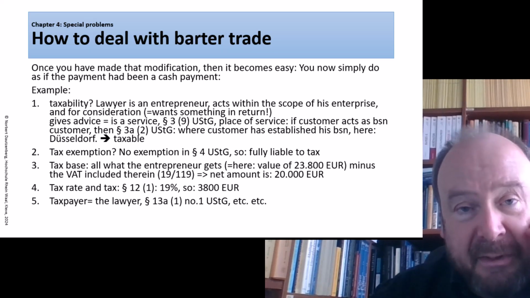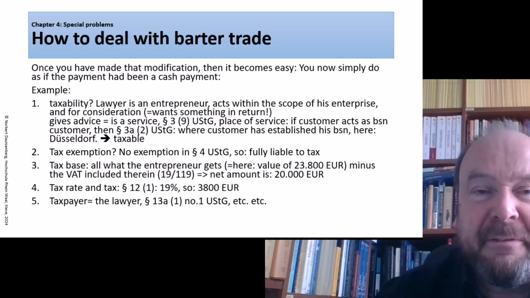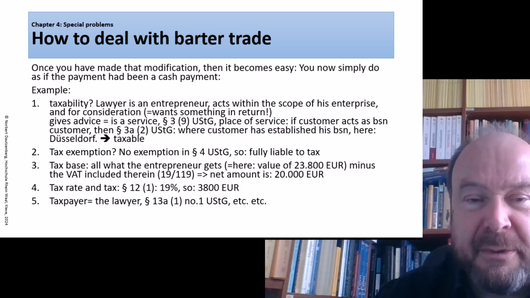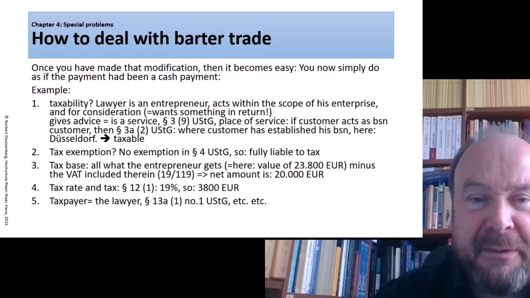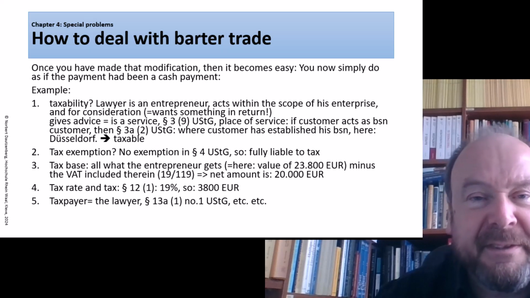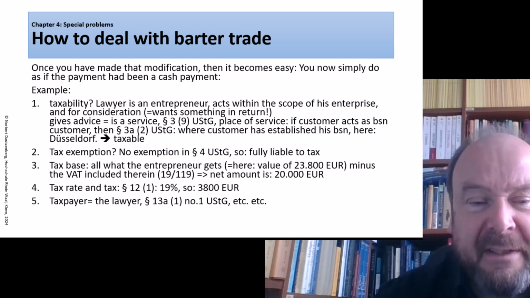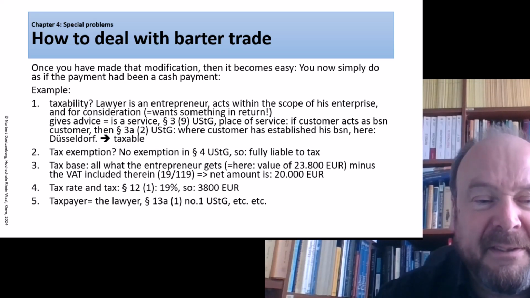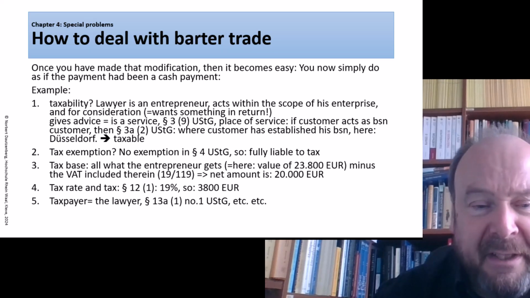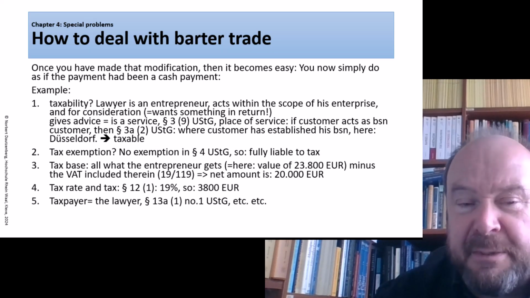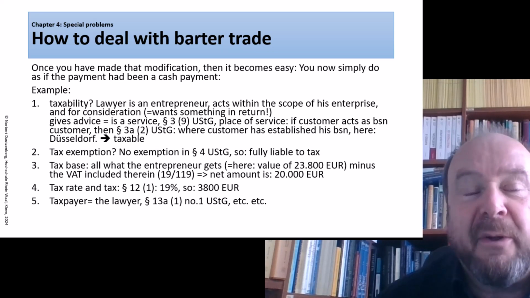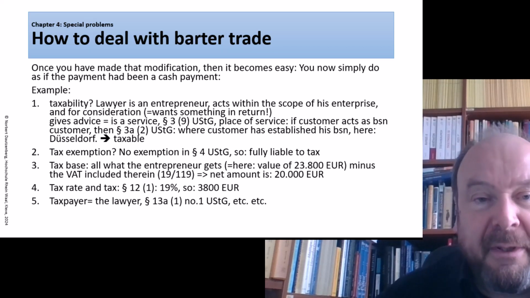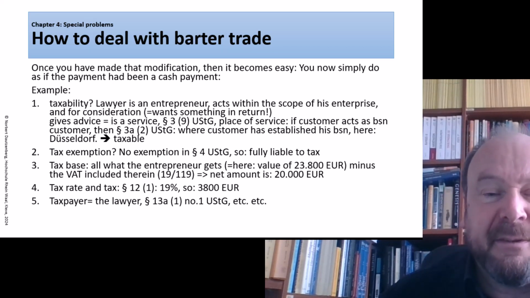Then we go to the tax base. That's by the legal definition in 10.1: everything which you get, so 23,800 minus the VAT amount included therein, if there is a VAT included. So we end up with a net amount of 20,000. The lawyer has to pay 19%, that's 3,800, and the taxpayer is the lawyer, because the lawyer gives legal advice. And so the entrepreneur, the lawyer, has to pay the VAT on the transaction.